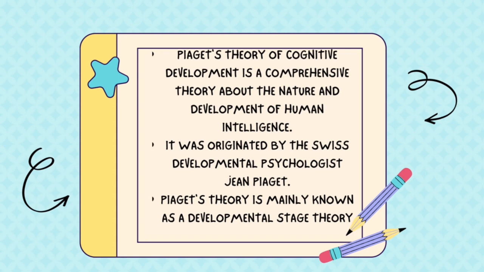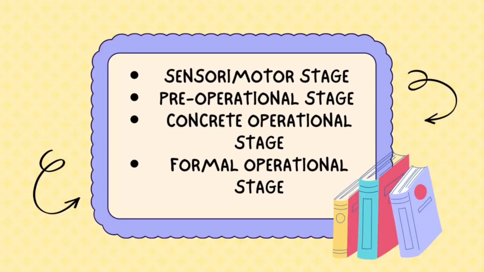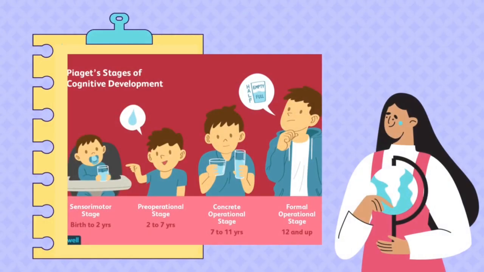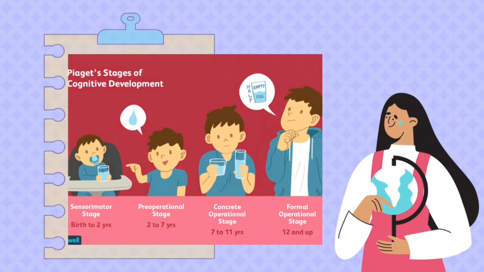In Piaget, there are 4 stages. The first one is sensory-motor stage, which is from birth to 2 years old. The second stage is pre-operational stage, from 2 until 7 years old. Third stage, concrete operational stage, from 7 to 11 years old. And the last one is formal operational stage, 12 and up.